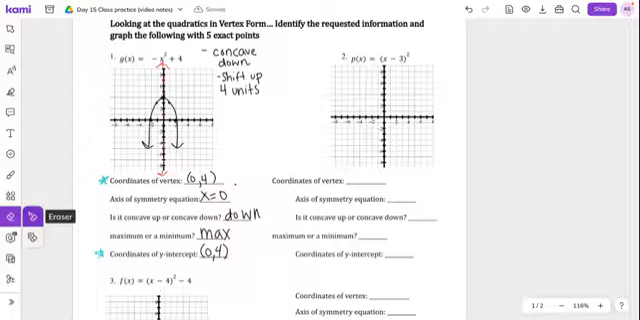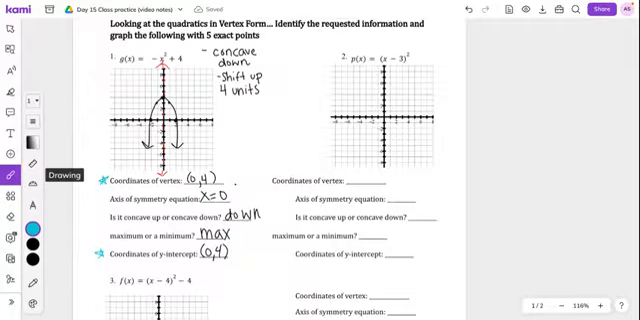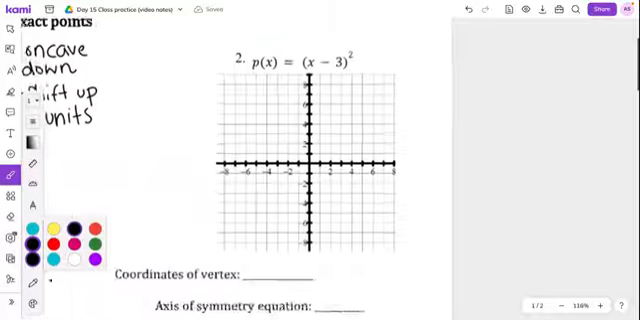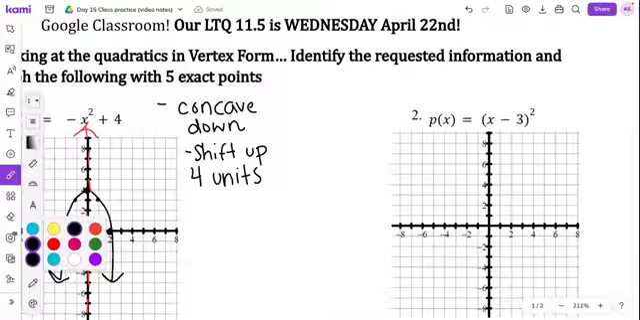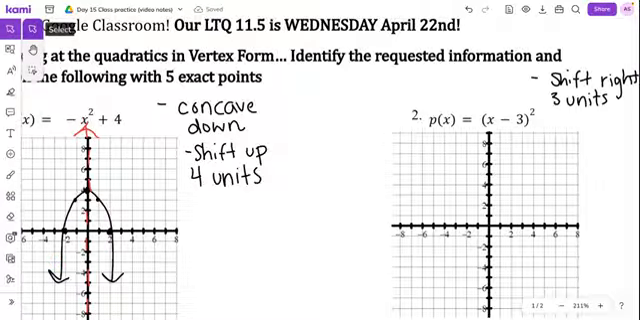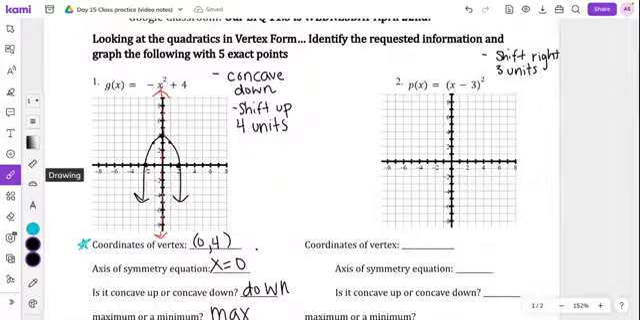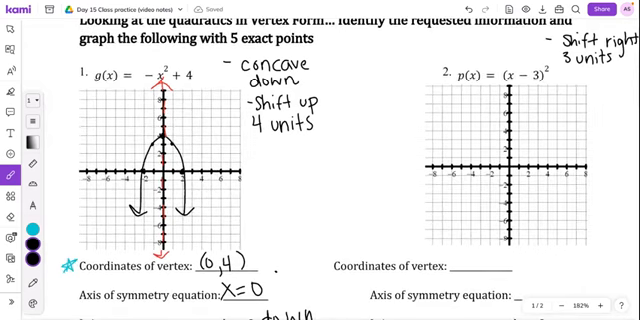So number 2 looks a little bit different. First off, we notice that number 2 is positive, so it's going to be concave up. But we see that minus 3 on the inside, which really means that we're going to do the opposite and we're going to shift to the right 3 units. Okay, now that we shift to the right 3 units, we are able to plot our vertex at 3 comma 0. So let's go ahead and plot that 3 comma 0.